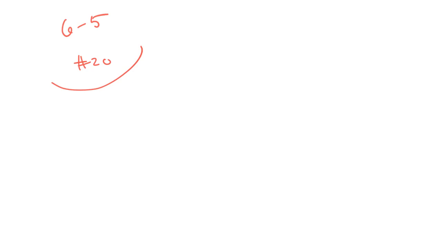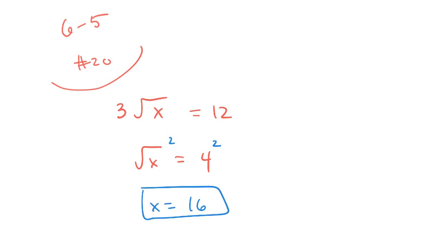Number 20, there are 2 questions for it, right? It says a radical equation and a linear equation are both given. Solve the radical equation by squaring both sides. Solve the linear equation without squaring both sides. So let's start with the radical equation first. To solve this, we get rid of the 3 and isolate the radical. And then we square both sides, and we get x equals 16. Is that fair? Yeah. All right.